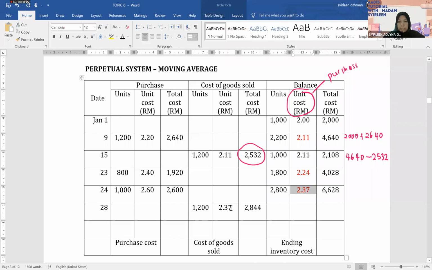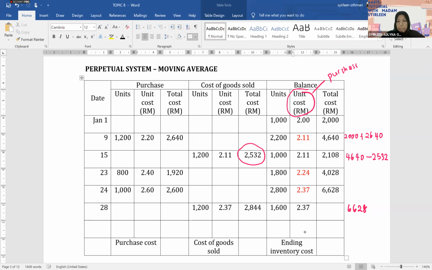So, yang ni kita darab lah. Ini tak ada masalah. Darab tak ada masalah. Sebab kita nak keluarkan sebanyak itu saja. So, yang kita jual is 2,844. Okay, so dah keluar 1,200, so balance tinggal 1,600. Harga seunit masih sama, RM2.37.